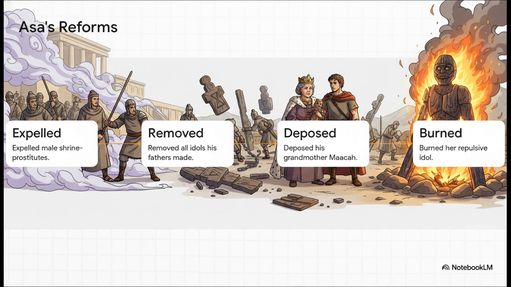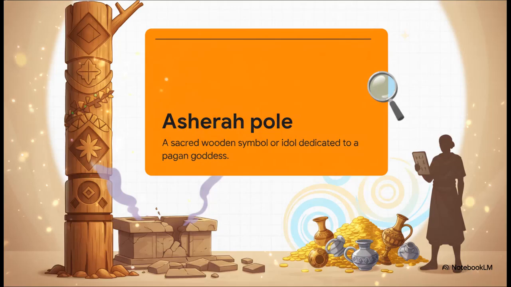Why on earth would he do that? Because she had made a repulsive idol. And Step 4, Asa cut that idol down and burned it publicly in the Kidron Valley. Just imagine the sheer willpower it took for a young king to publicly strip his own grandmother of royal power just to protect the spiritual integrity of the nation. Absolutely wild.